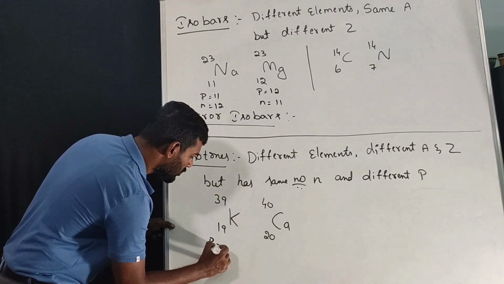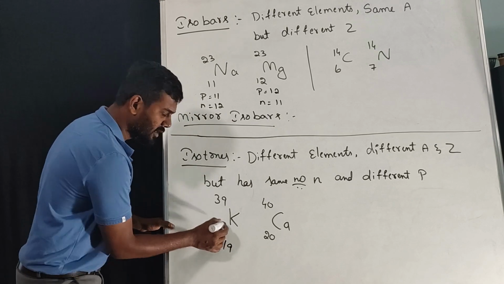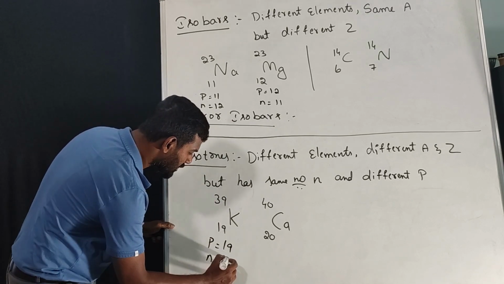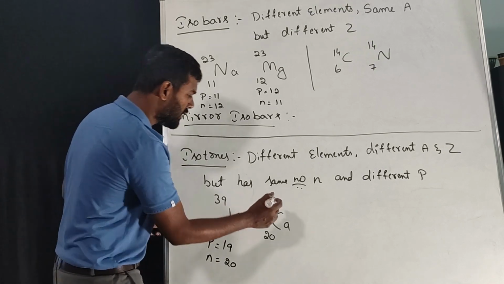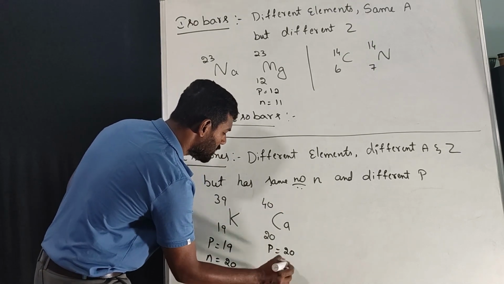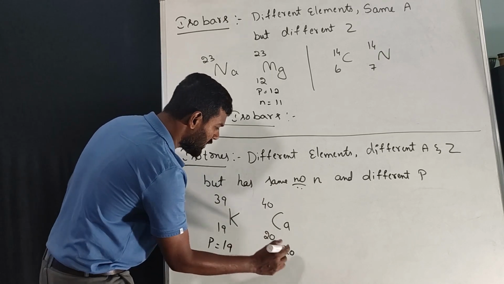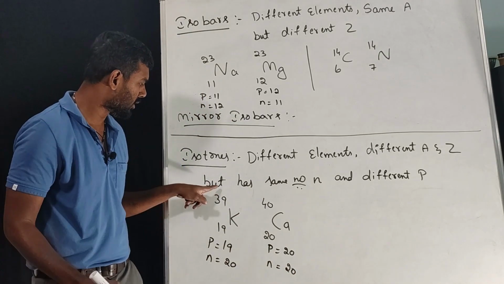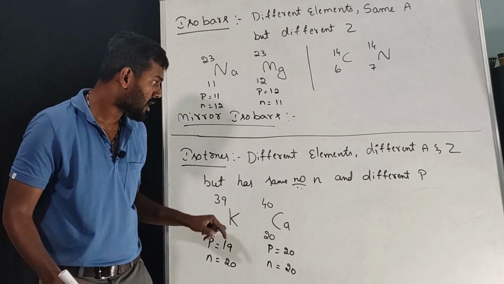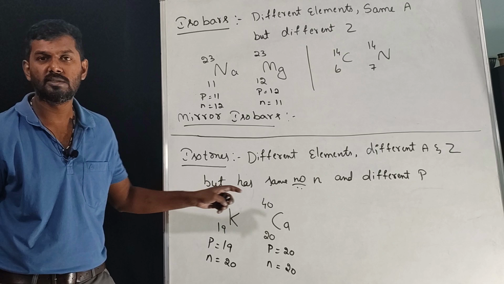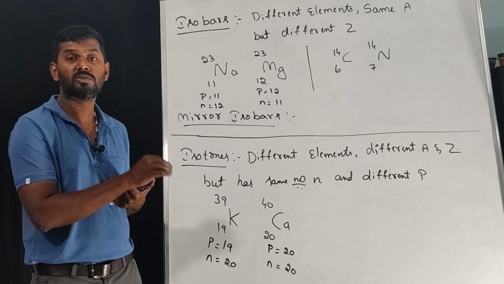See, protons is equal to this value, that is Z, correct? Neutrons, this minus this, that is nothing but 20, correct? When it comes to this one, protons is equal to 20, neutrons will be equal to 40 minus 20, that is 20. In both the cases, same number of neutrons but different protons. Protons, this is 19 and this is 20. This is the definition and the example of isotones.